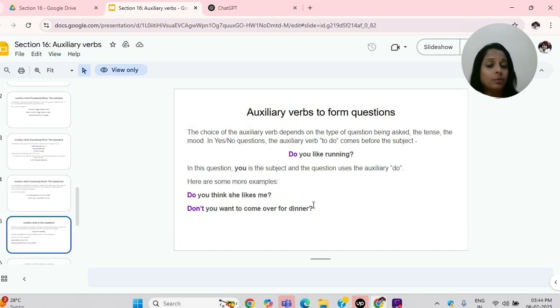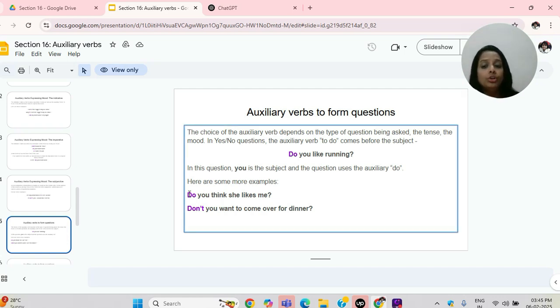If you want to frame questions, we already know the auxiliary verb comes first, followed by the subject. We have seen that in many of the tenses, right? So here is an example. Do you think she likes me? Here, the verb comes first, followed by the subject. And the next example, don't you want to come over for dinner? It's do not, like don't. So don't comes in the front, followed by the subject you.